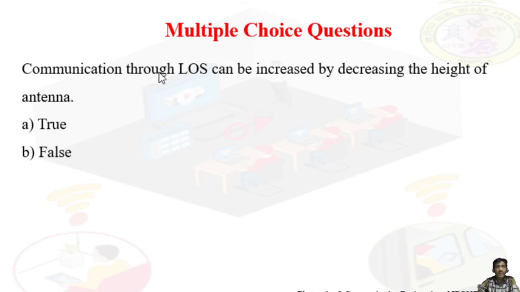Next, communication through line of sight can be increased by decreasing the height of the antenna. True or false? If you want to communicate through line of sight, it can be increased by decreasing the height of the antenna. If you decrease the antenna height, it's difficult to make a line of sight. If you increase the antenna height, it is easier to get line of sight. It means we must increase but not decrease. Here it is given decreasing, so it should be false.